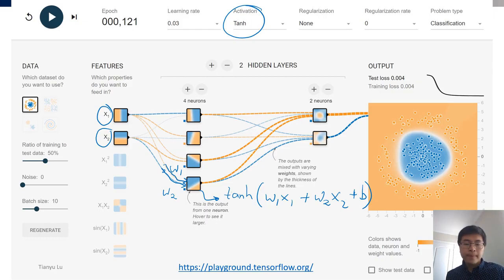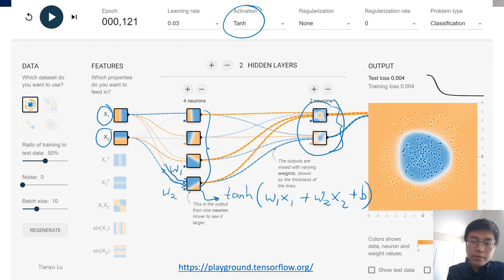So that's the case for every single neuron here. We have four of them. That's also the case for each of these neurons. But the inputs to these neurons are going to be the outputs of those in the previous layer. So you can compose them layer by layer. The purpose of an activation function like this, tanh, is to introduce non-linearities in your prediction.